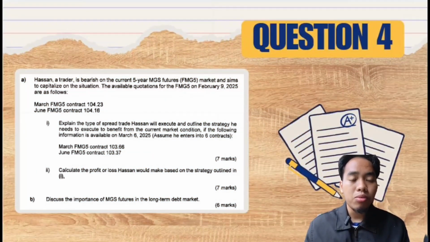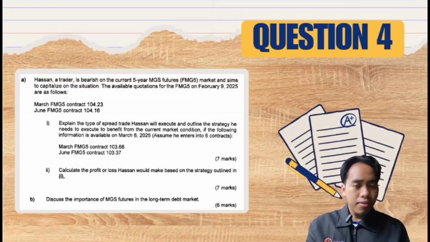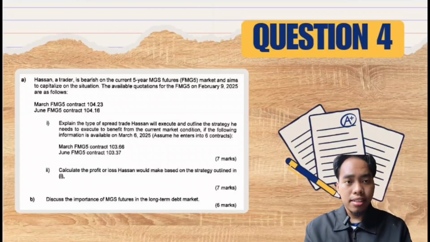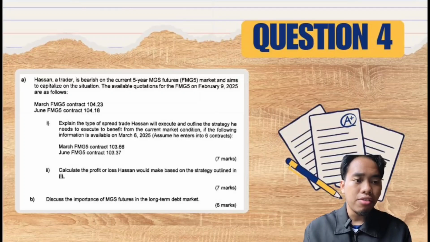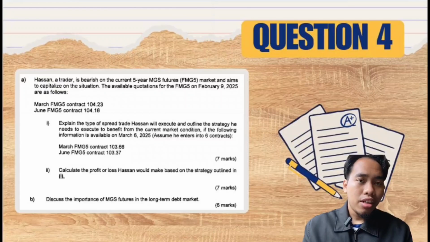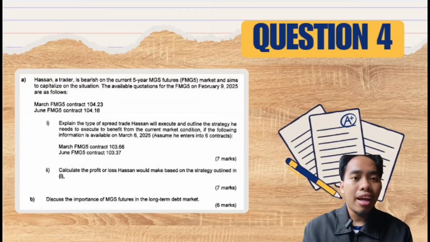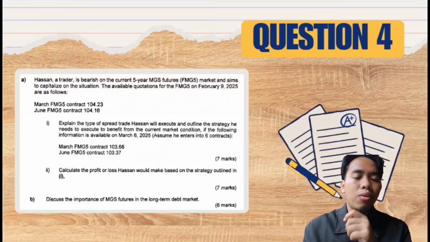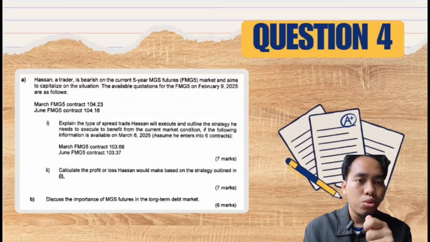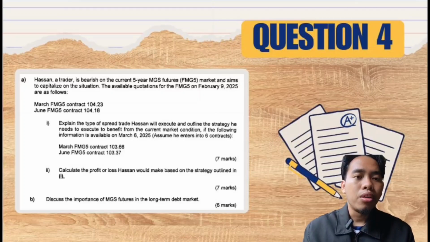Assalamualaikum warahmatullahi wabarakatuh, my name is Muhammad Daniel Shukri bin Kasmin, and today I will help you to answer question 4. Given the question, Hassan, a trader, is bearish on the current 5-year MGS futures FMG5 market and aims to capitalize on this situation. The available quotations for the FMG5 on February 9, 2025 are as follows. Firstly, the March 20 FMG5 contract at 104.23, and the June FMG5 contract at 104.16.